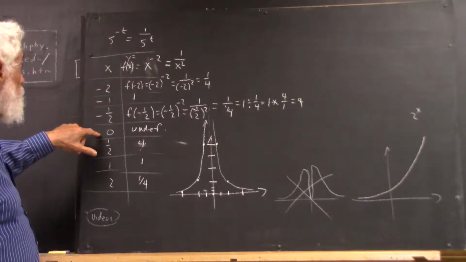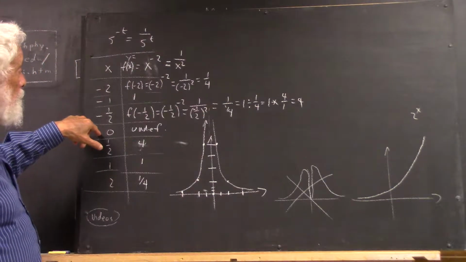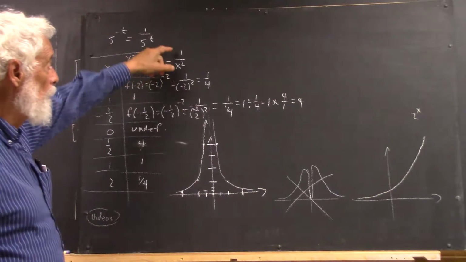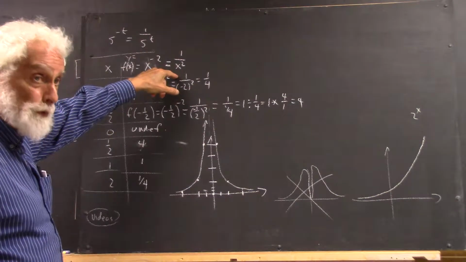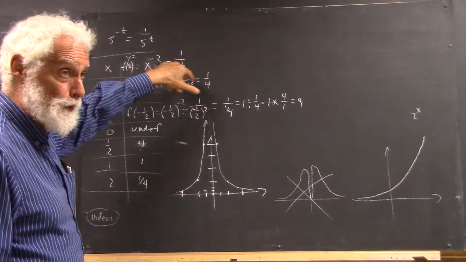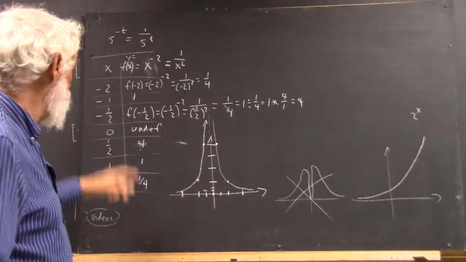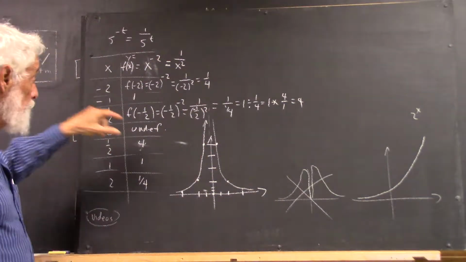So if x is 0, x to the negative 2 would be 1 over 0 squared. 0 squared is 0, and 1 over 0 is division by 0. It's undefined. You have to know this.